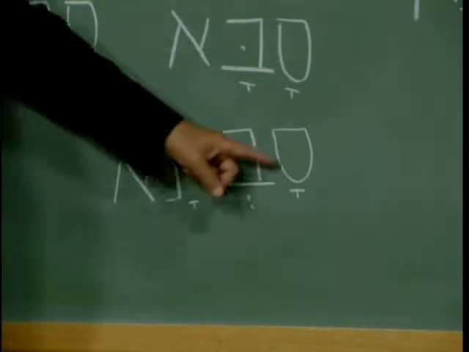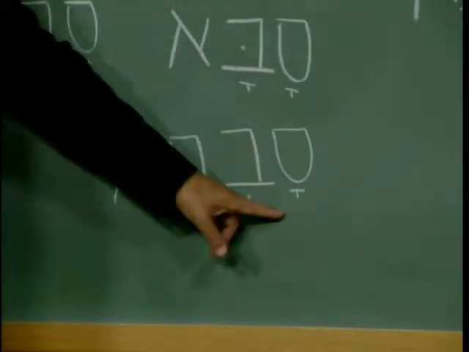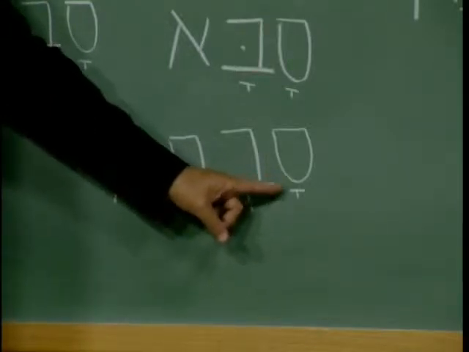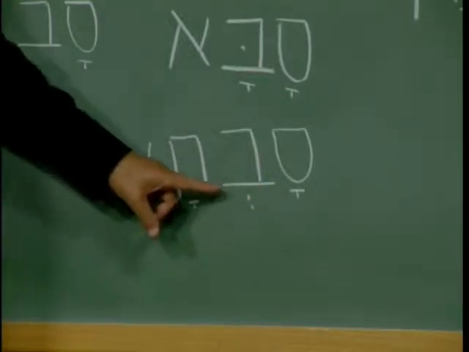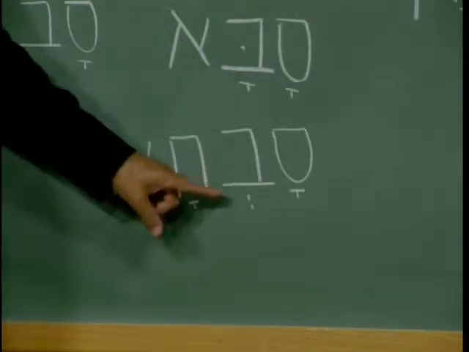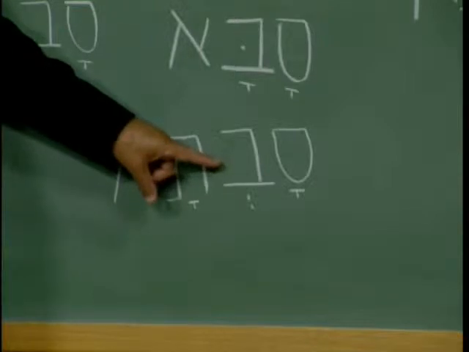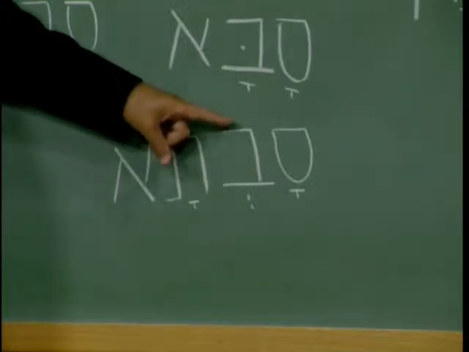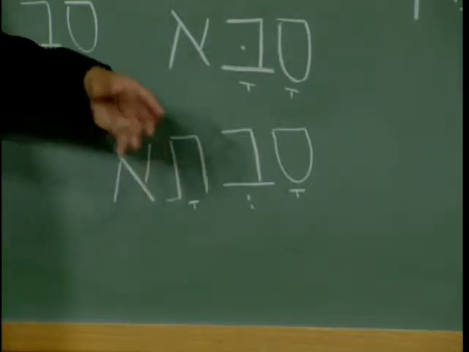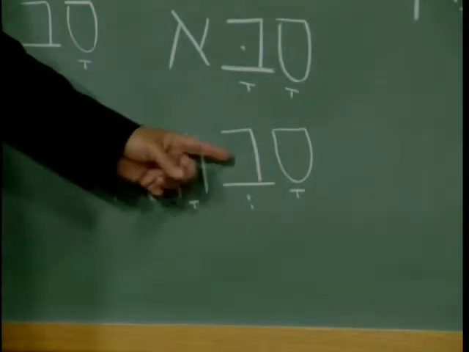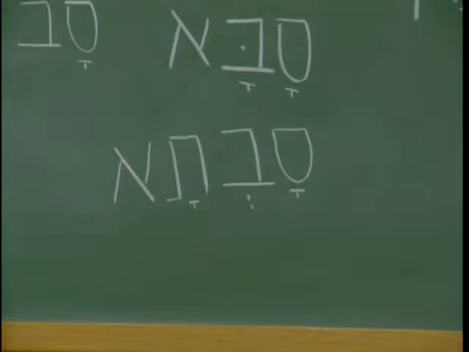We have a Samech with an A sound. If we zoom on it, we can see it better. We have a Samech with an A sound. We have a Vet in this case because the letter Bet does not have the dot, or the dagesh, in the middle. That makes the Vet softer. It's not a B sound, it's a V sound. And we have an A sound underneath.